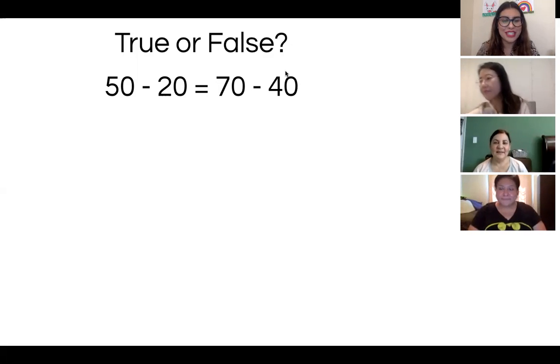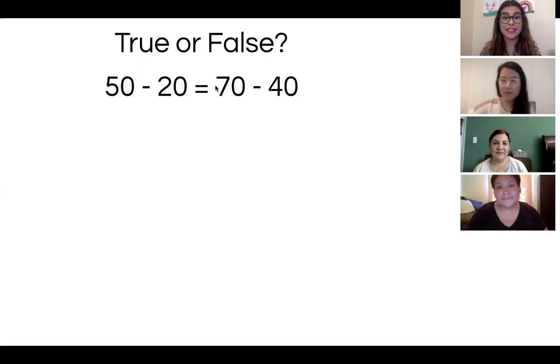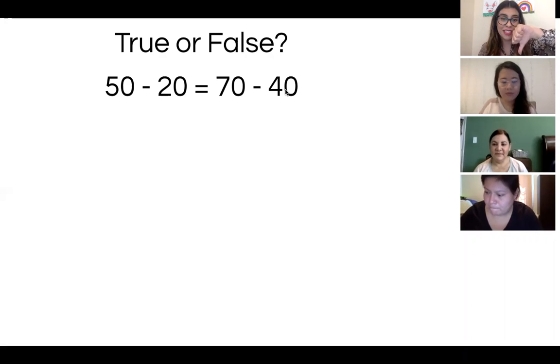So we're going to start our day with our true or false number talk. And here we have the equation 50 minus 20 is the same as 70 minus 40. So we're going to use some think time to figure out what strategy we can use to decide whether or not this equation is true or false. And remember, true means that the equation is correct. False means that the equation is incorrect.